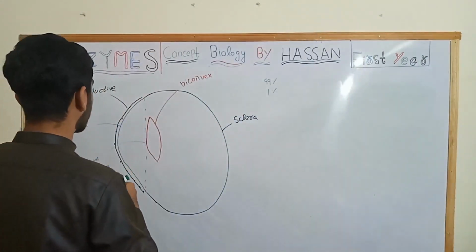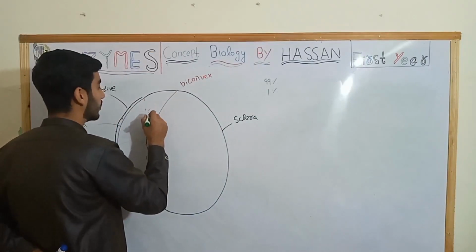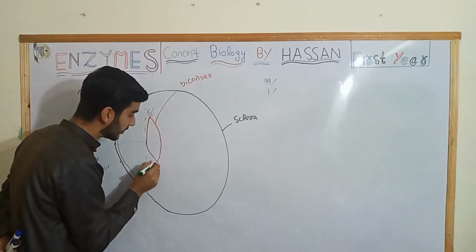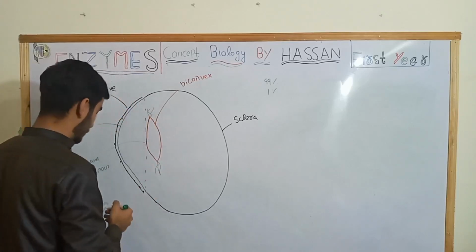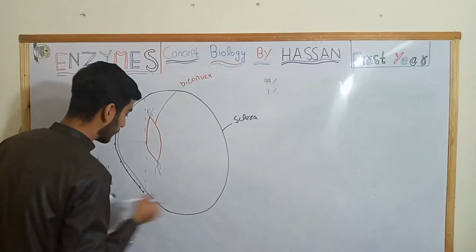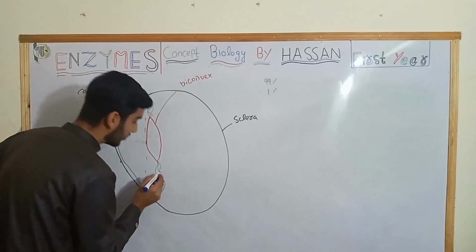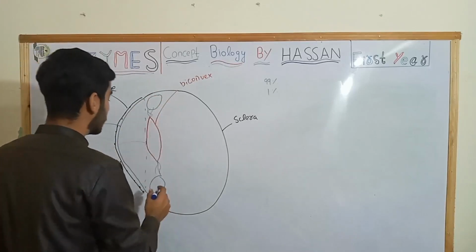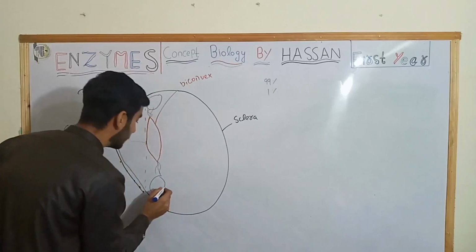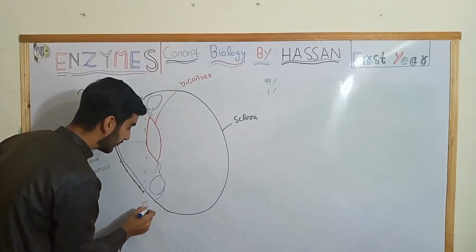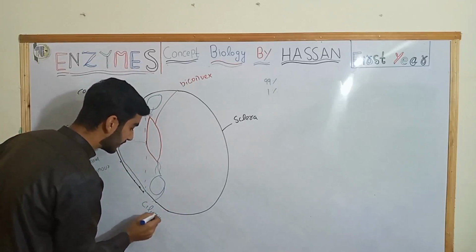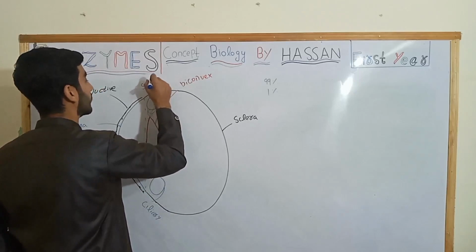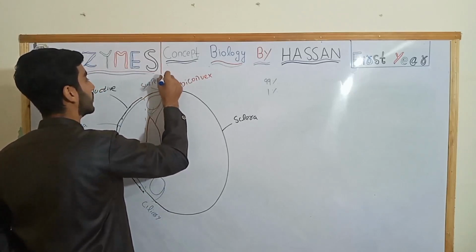This region also contains suspensory ligaments and ciliary muscles. Collectively, we call them ciliary bodies. This is the ciliary muscles, and this is the suspensory ligaments.